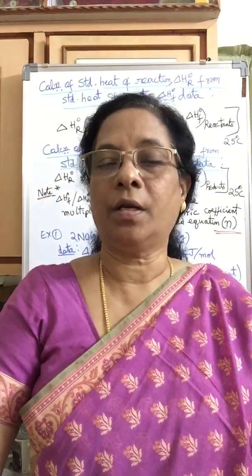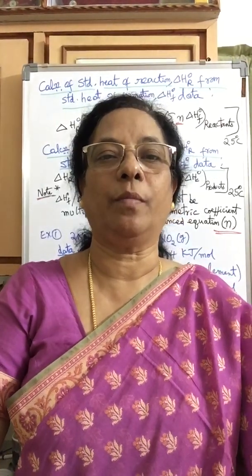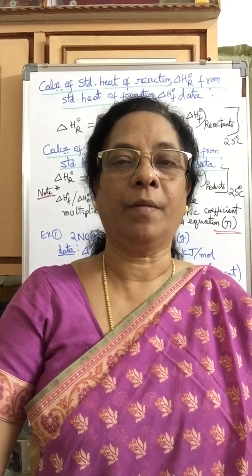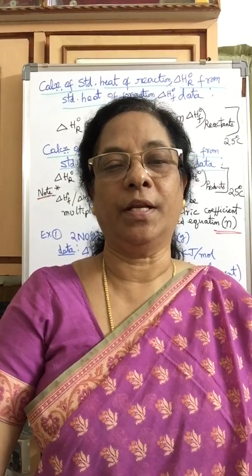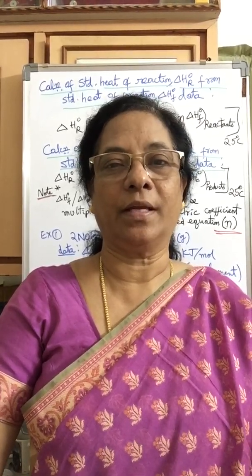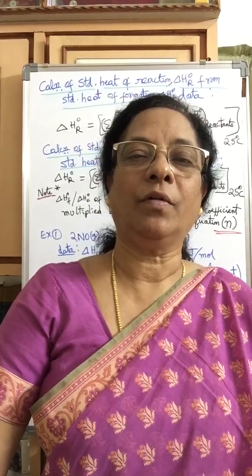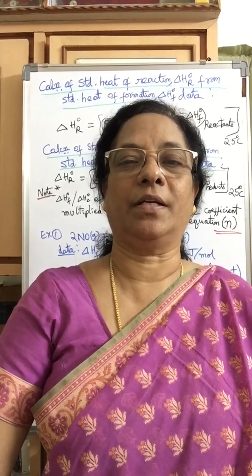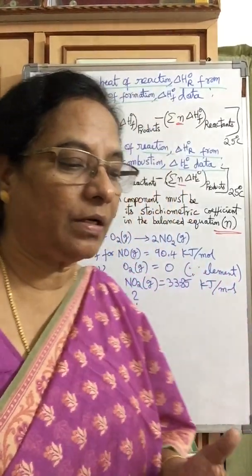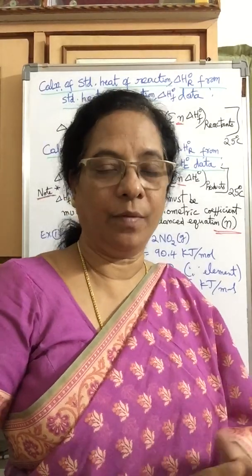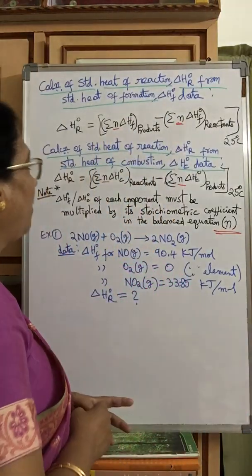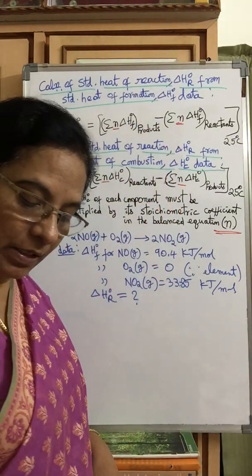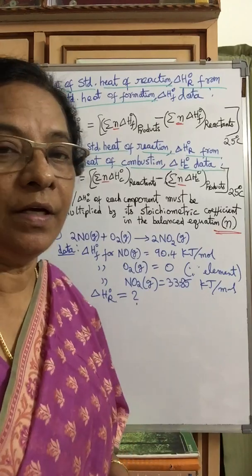Now we are going to work out the problems on how to calculate standard heat of reaction from standard heat of formation data. That is one part. Another part is how to calculate standard heat of reaction from standard heat of combustion data, because standard heat of formation and combustion data are available in literature for many compounds. So using that data we can calculate standard heat of reaction.